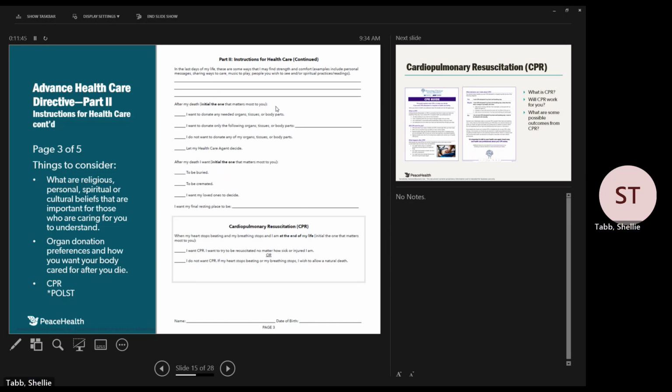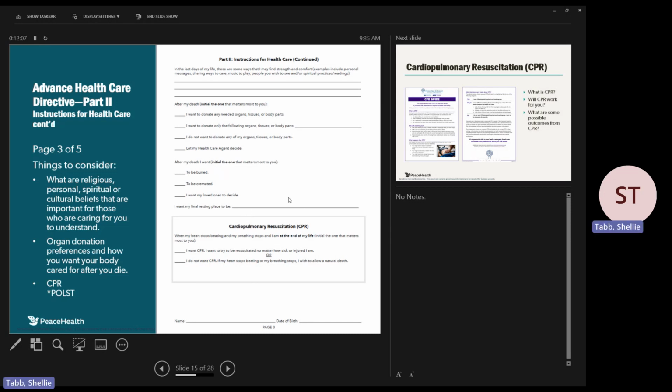After that, it talks about whether or not you'd want to be an organ donor. And it lets you specify all, or only certain parts that you'd want to donate. And then after your death, whether you'd want to be buried or cremated, and where you'd like your final resting place to be.